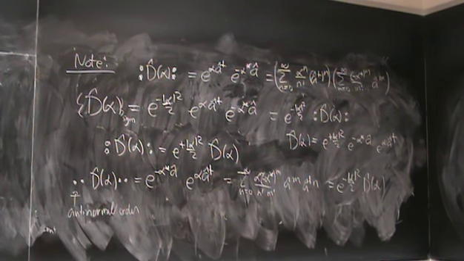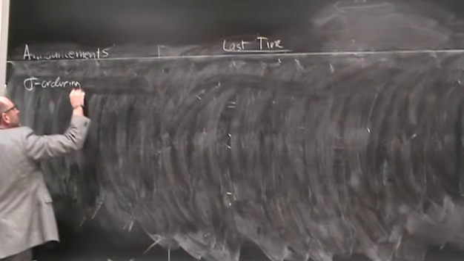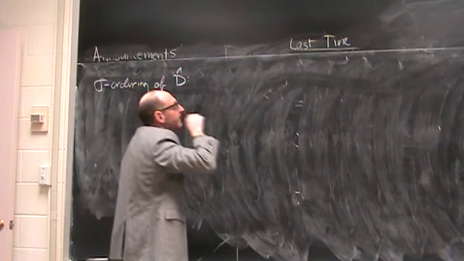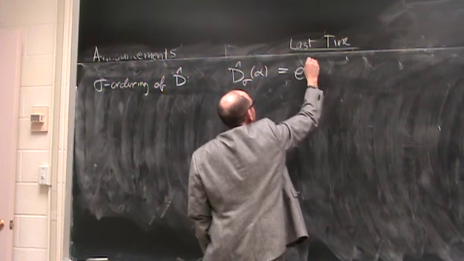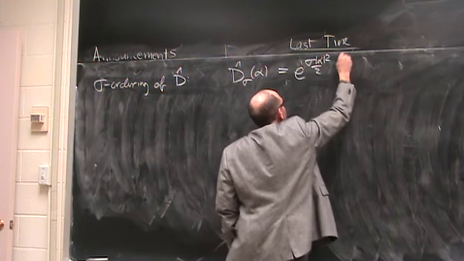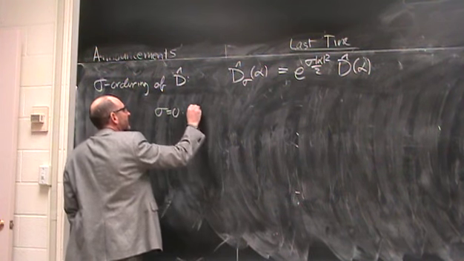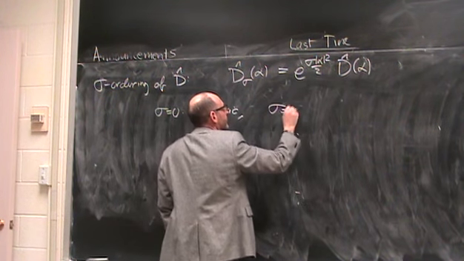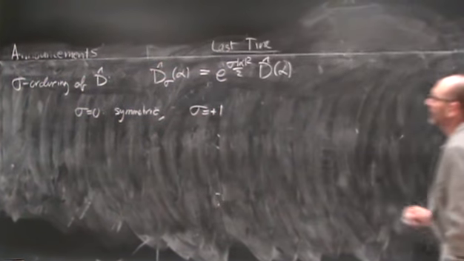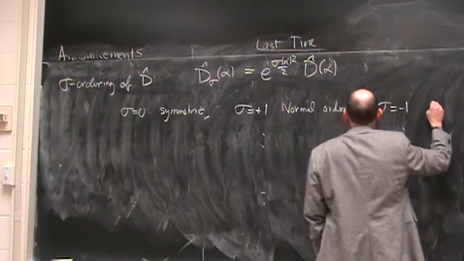So now I can define the sigma ordering of D. So D sigma, if I put alpha, is going to be defined as e to the sigma alpha squared over 2 times D. Where sigma equals 0 is symmetric. Sigma equals plus 1, according to what we have over there, is the normal order. And sigma equals minus 1 is anti-normal order.